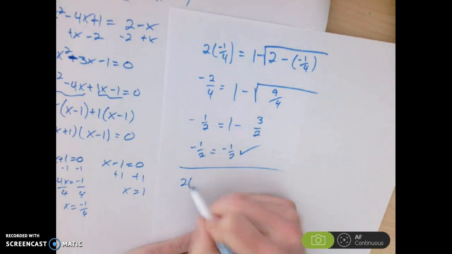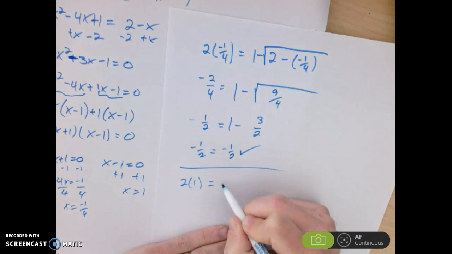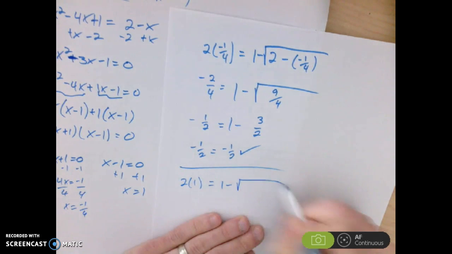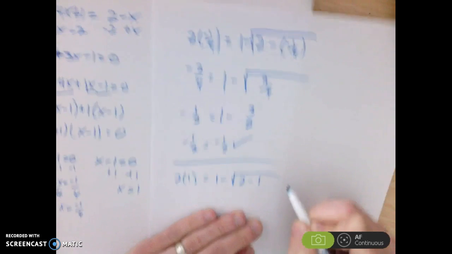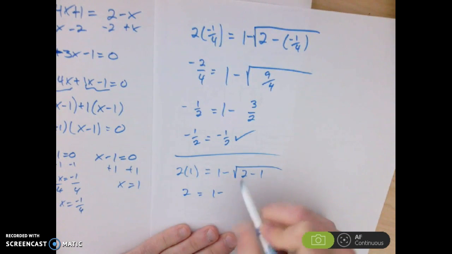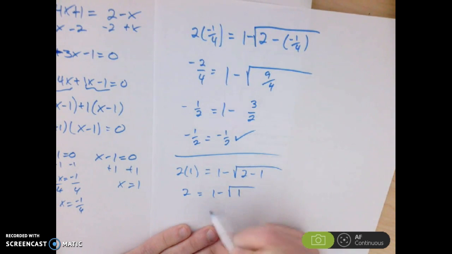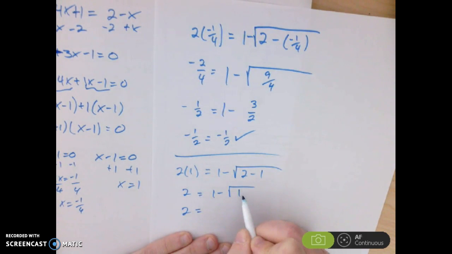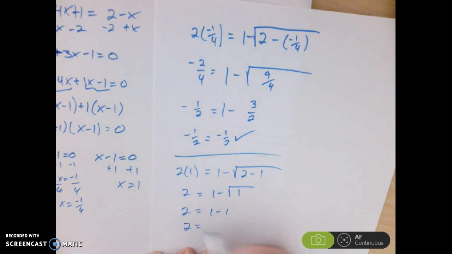Let's check if plugging in 1 works. So I'll get 2 times 1 equals 1 minus the square root of 2 minus 1. So I'll get 2 equals 1 minus the square root of 2 minus 1, which is 1. 1 minus the square root of 1. The square root of 1 is 1, so I get 1 minus 1. So 2 equals 0. So that doesn't work.